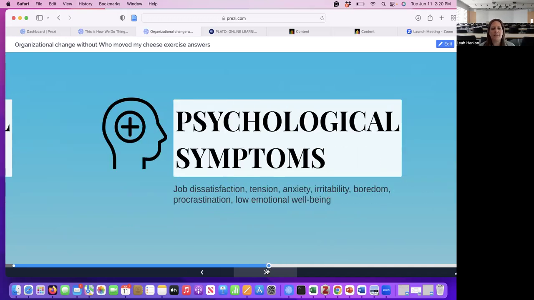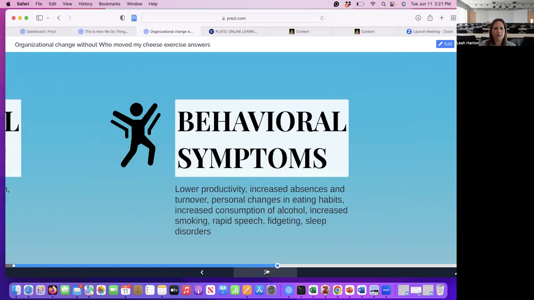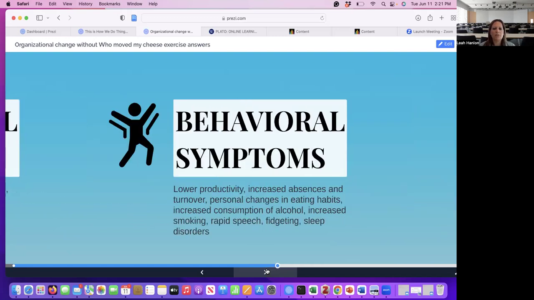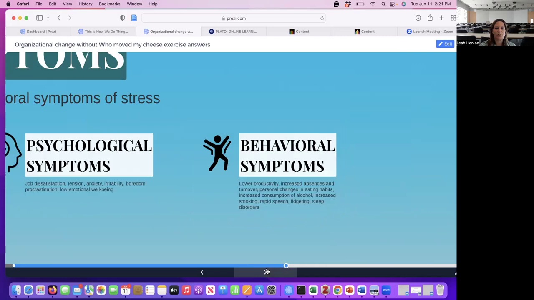Psychological symptoms. This can be job dissatisfaction, tension, anxiety, irritability, boredom, procrastination, and low emotional well-being. And behavioral symptoms. These are lower productivity, increased absences and turnover, personal changes in eating habits, increased consumption of alcohol, increased smoking, rapid speech, fidgeting, and sleep disorders.